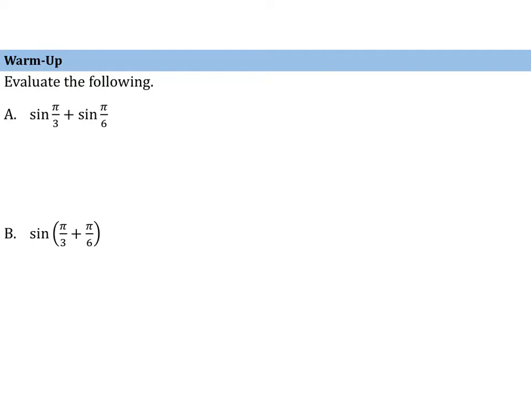Let's take a look. If we look at the sine of pi over 3, we obtain the square root of 3 over 2. If we take the sine of pi over 6, we get 1/2. So the sine of pi over 3 plus the sine of pi over 6 is root 3 plus 1 over 2. In part B, we have the sine of the sum of pi over 3 and pi over 6.